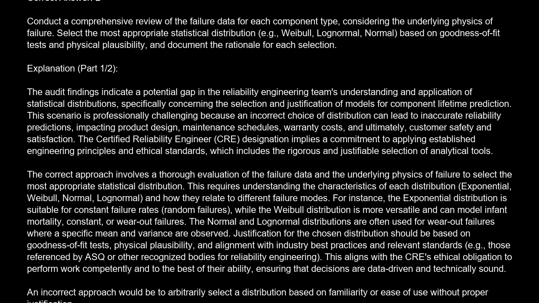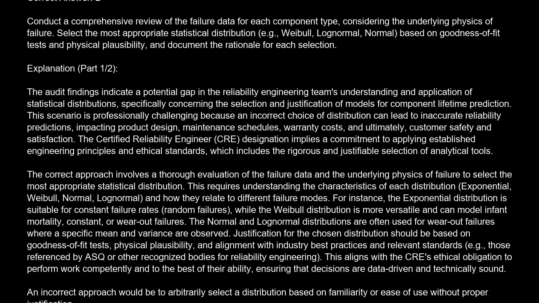Explanation. The audit findings indicate a potential gap in the reliability engineering team's understanding and application of statistical distributions, specifically concerning the selection and justification of models for component lifetime prediction. This scenario is professionally challenging because an incorrect choice of distribution can lead to inaccurate reliability predictions, impacting product design, maintenance schedules, warranty costs, and ultimately, customer safety and satisfaction. The Certified Reliability Engineer (CRE) designation implies a commitment to applying established engineering principles and ethical standards, which includes the rigorous and justifiable selection of analytical tools.